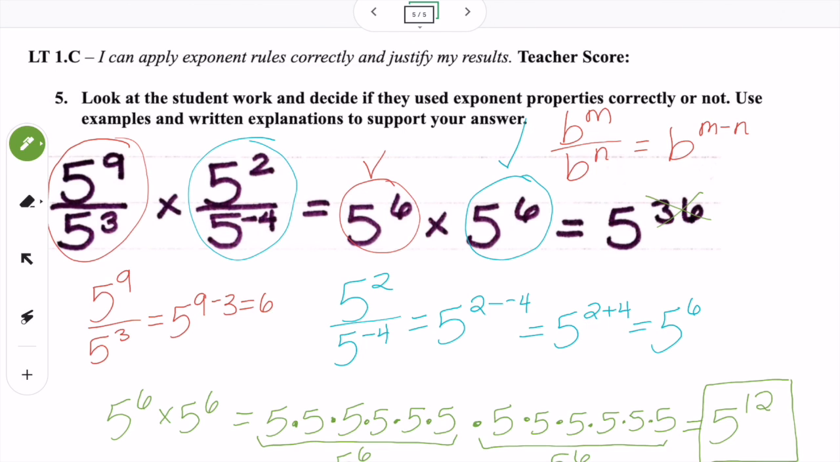If you struggled with that one, it's a good idea to review that lesson on exponents and those rules. Make sure you have good examples and notes down so that when you retake this, you can do a little better on it. Thanks for watching.